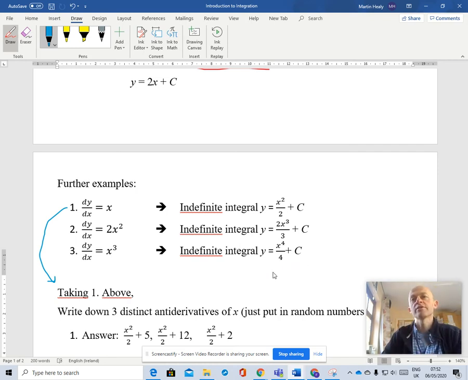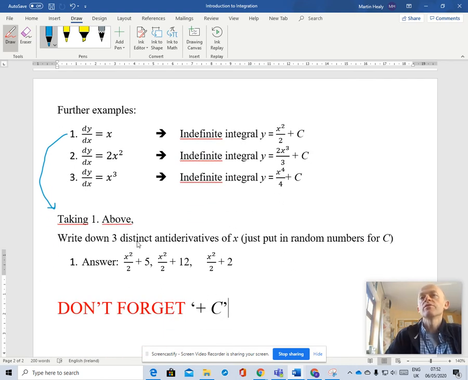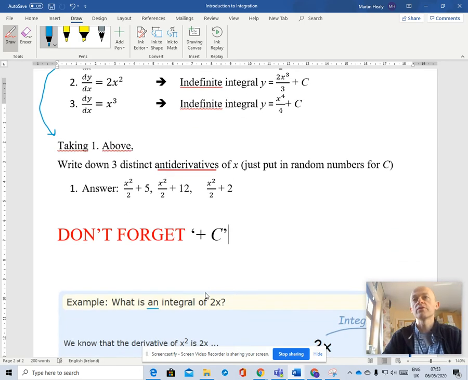Now again, that takes a bit of practice, and we'll discuss the rules later. Actually, there's a simpler way of doing that. So taking one above, this is where the word antiderivative comes in. Write down 3 distinct antiderivatives of x. All that means is you stick in random numbers for your c. We know the integral of x is x squared over 2 plus something. So here they ask for 3 distinct ones. So you just go x squared over 2 plus 5, x squared over 2 plus 12, x squared over 2 plus 2, x squared over 2 plus pi if you want, whatever.